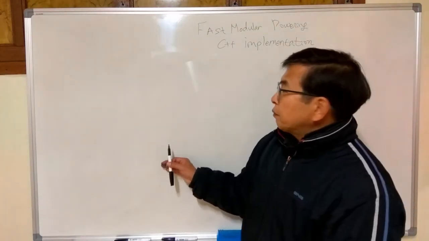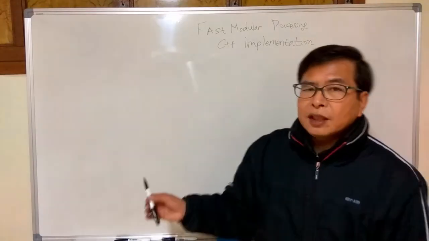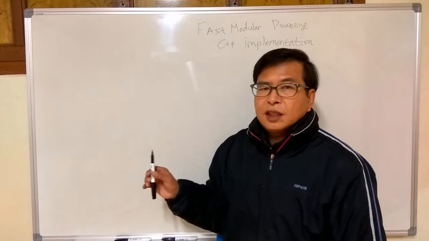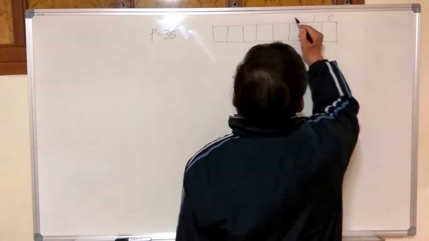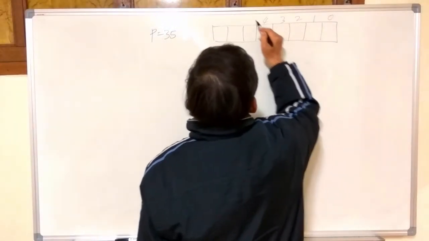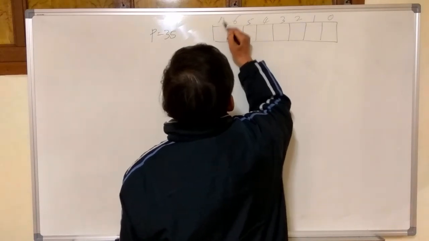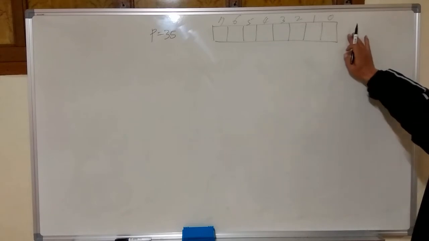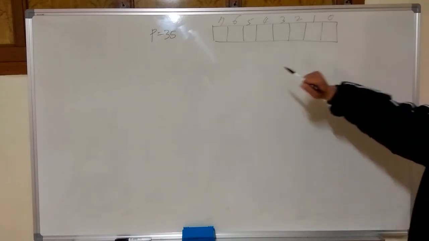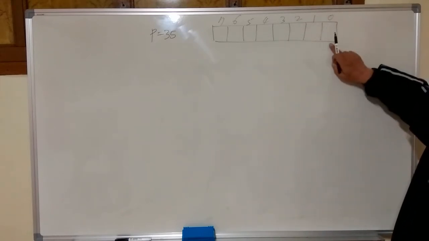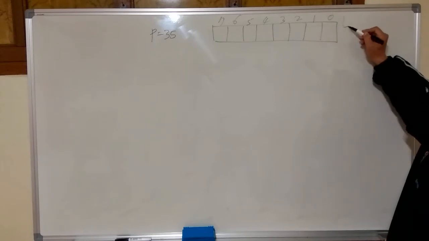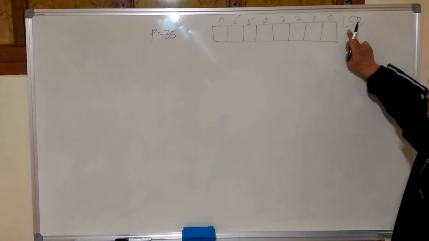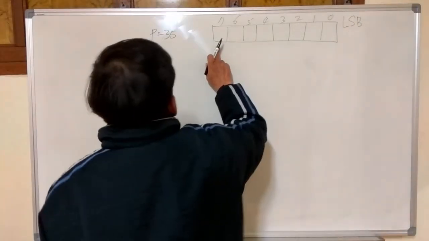Before explaining C++ implementation, I need to mention bitwise operation in C++. This is byte, 1 byte, 8 bit. This bit is called least significant bit. Least significant bit. This bit is called the most significant bit.